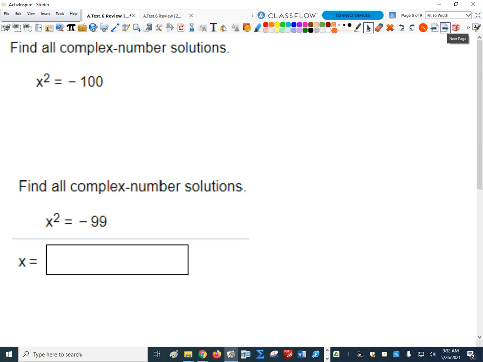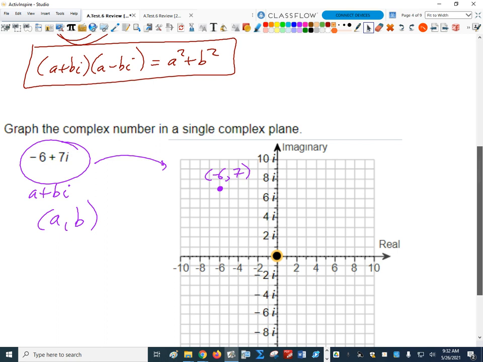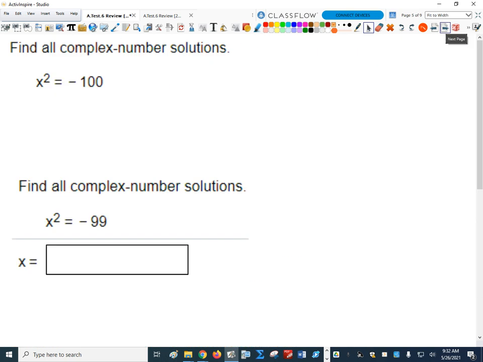All right, I think I got everything on that last page. Okay, find all complex number solutions. So what are we going to do? There's only one step there. What do I have to do? Say it, the top one. What do I do?